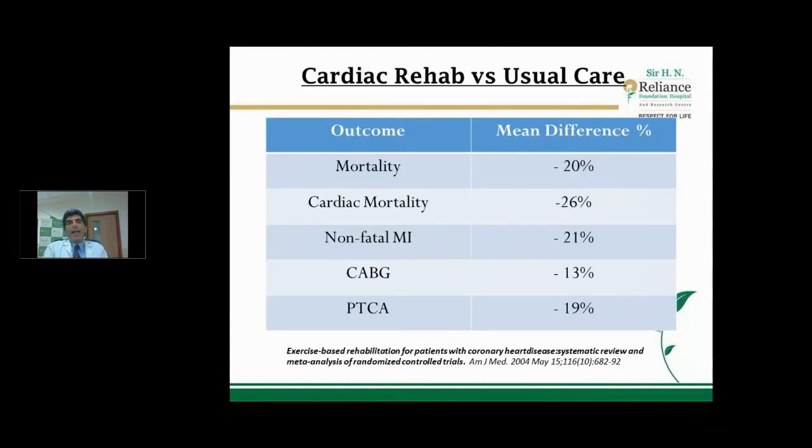Okay. So getting back to cardiac rehab versus usual care, since this is a scientific seminar, let's talk a little bit about numbers. When they compared cardiac rehab with usual care, looking at a meta-analysis, they found that cardiac rehab reduced mortality by 20%, cardiac mortality by 26%, non-fatal MI by 21%, future risk of having a surgery by 13%, and angioplasty by 19%. So clearly, very impressive numbers out here.